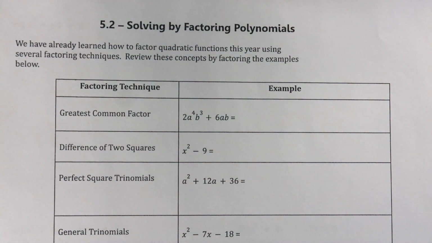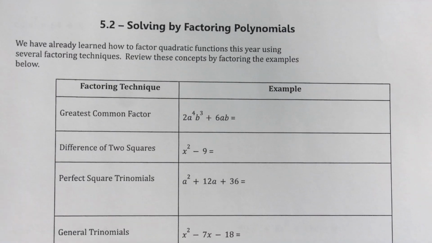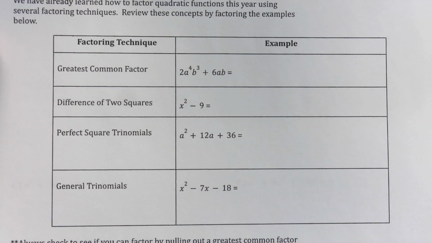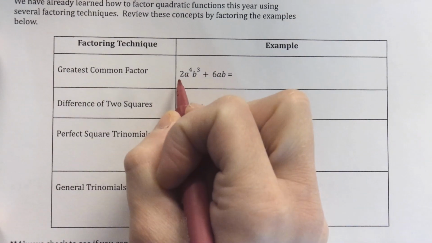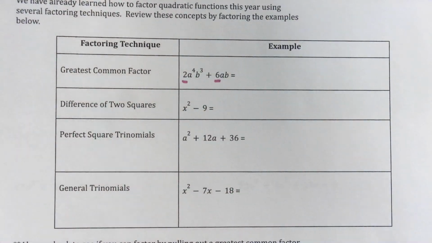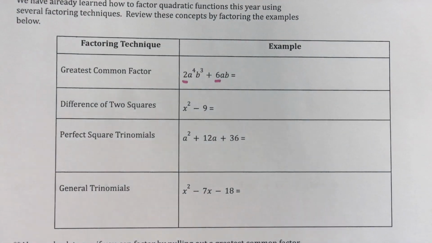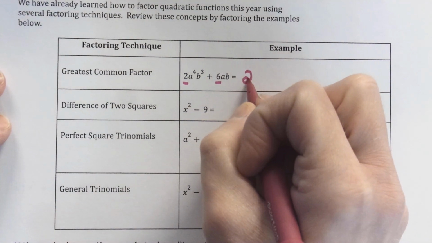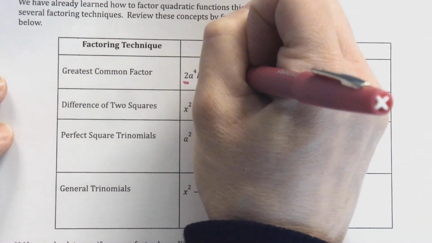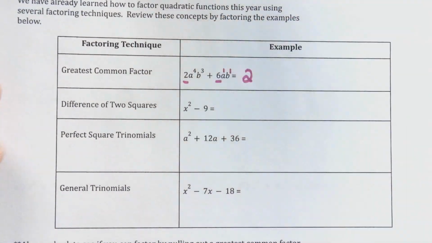Let's look at the first one. The first one says greatest common factor, so that's when we're taking something out that they have in common. So what number divides nicely into both 2 and 6? 2. Yep. Okay. I'm going to put 1s in here. Remember, if there are no exponents, there's really a 1 hiding there.